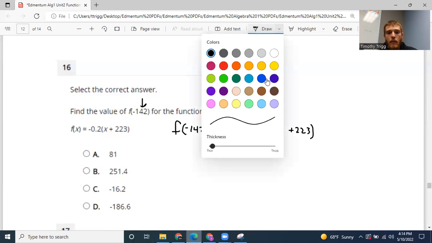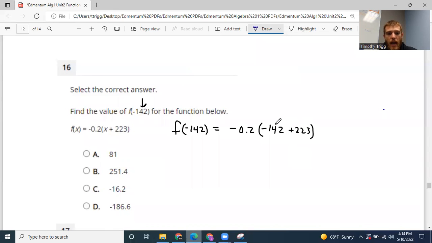Now for this one, I would just go ahead and add these together here in the parentheses first, then multiply by negative 0.2. Figure out which of those would be the result.